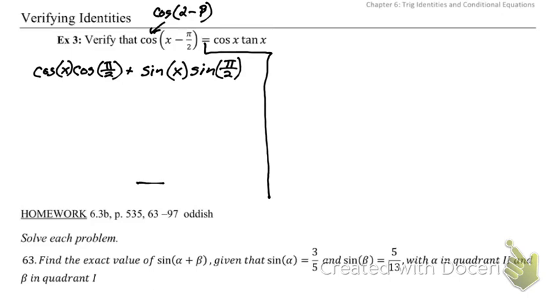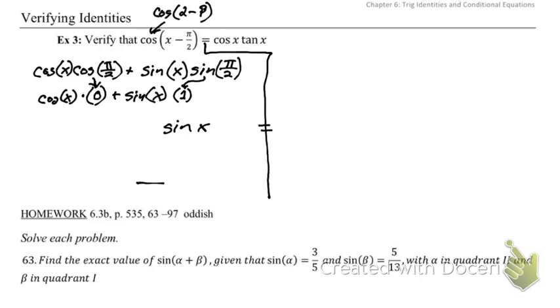So we can replace that with 0, and we have cosine of x times 0, which is just equal to 0. Plus sine of x times, well, if cosine is 0, sine must be 1. Anything times 0 is 0, so we're just left with sine of x on this side. Well, that's about as far as I can go on that side. Sine of x is pretty much as simple as you can get.